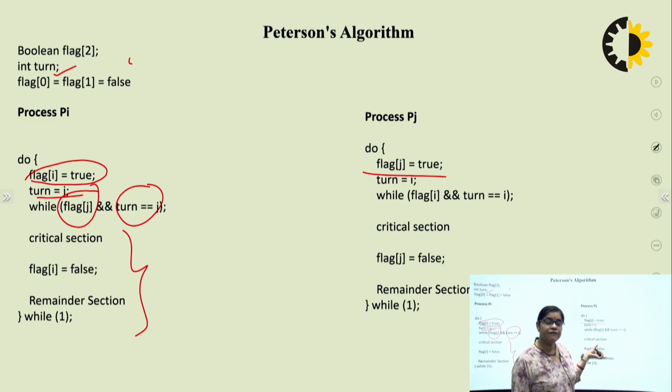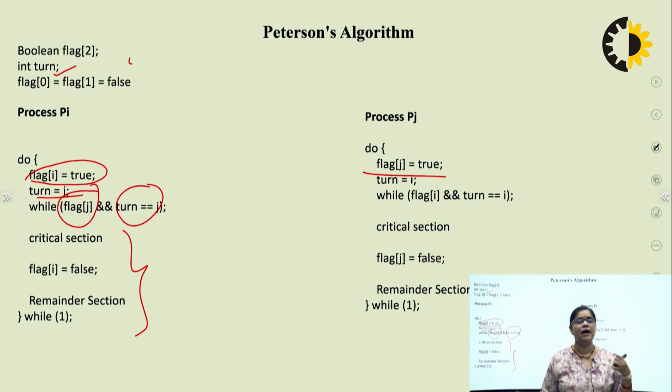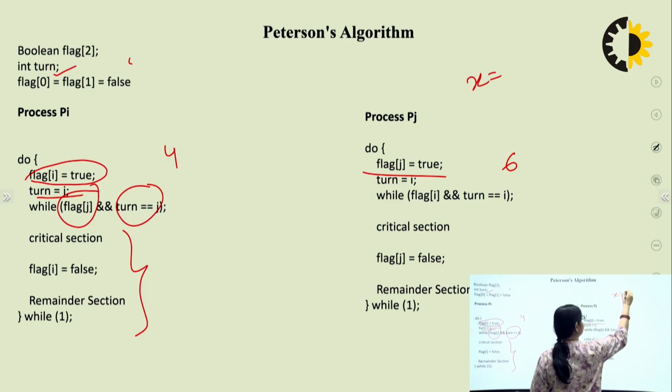Now the difference between the Peterson algorithm and Dekker's algorithm: you have to keep in mind that let us suppose this process is taking time 4 and this process is taking time 6. So when we are doing the programming, we always take x equals 4, x equals 6.